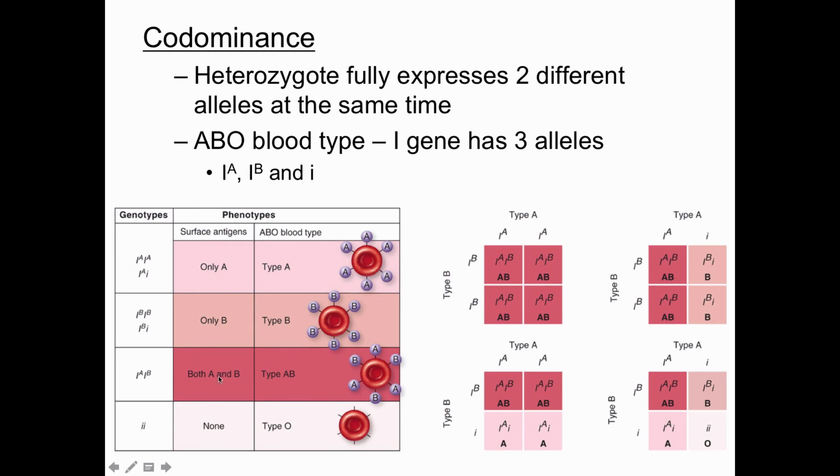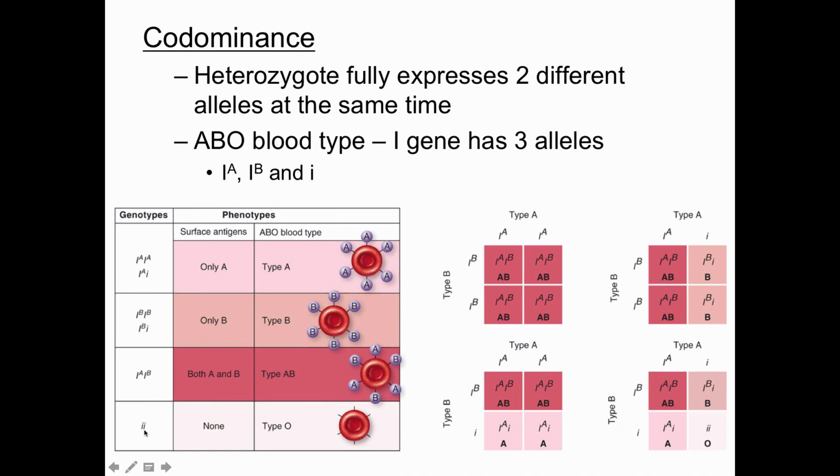However, if you're AB, you have both A and B. You inherited from one parent a gene for type A blood, you inherited a gene for type B blood from the other parent, and you express them both. That's codominance. And then if you're O, you're recessive. You have no surface antigens, and you would have inherited a recessive gene from each of your parents. So we have the codominant and the recessive.